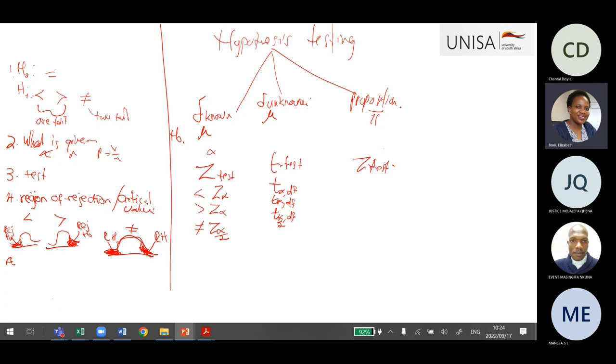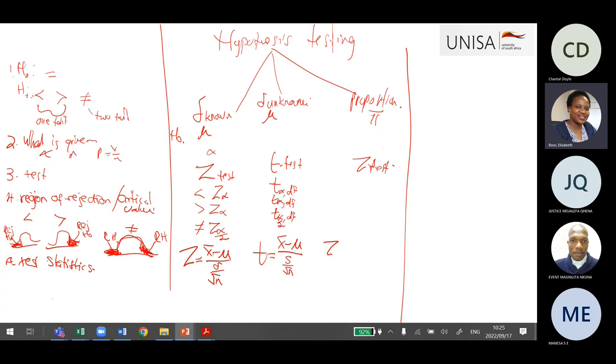Step number five is to calculate the test statistic. You need to be able to calculate your test statistics. So here you will need to calculate the sample mean minus the population mean, divided by the population standard deviation divided by the square root of n. Or for T, you need the sample mean minus the population mean divided by the standard error, which is your sample standard deviation. For the proportion, you need to be able to calculate your Z, P minus the population proportion divided by the standard error.